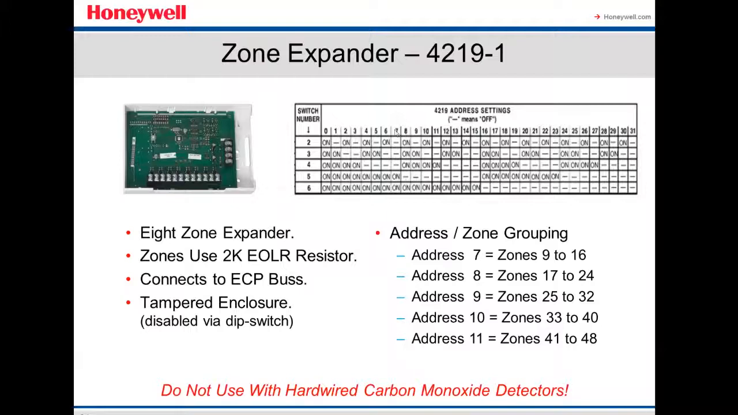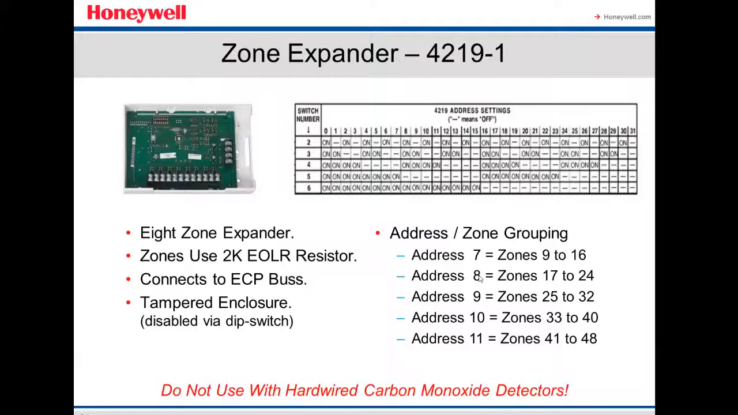You just go to, for example, address number 6, and you're going to see switch number 2 is off, 3 off, 4 off, 5 on, and 6 on. That's how you're going to set it here, the little switches. You set up that way, and then you've got your address number 7, and then you can now open zones 9 to 16.